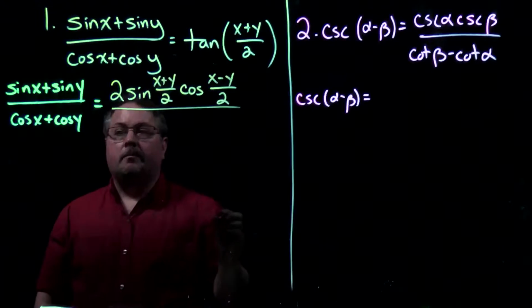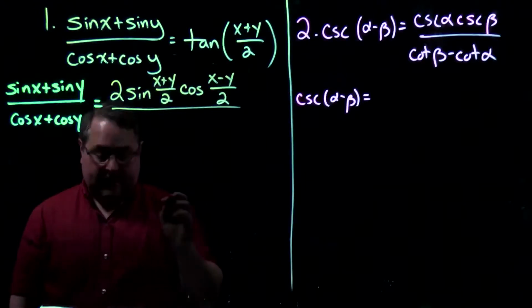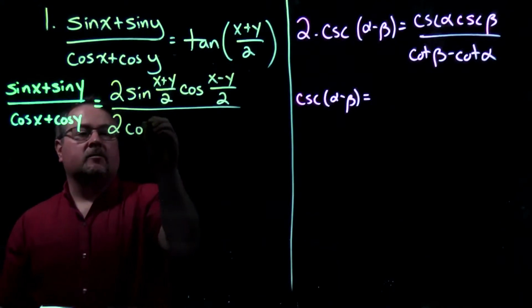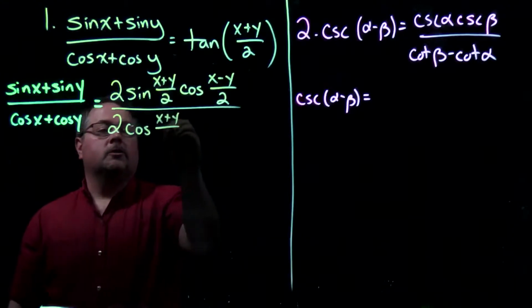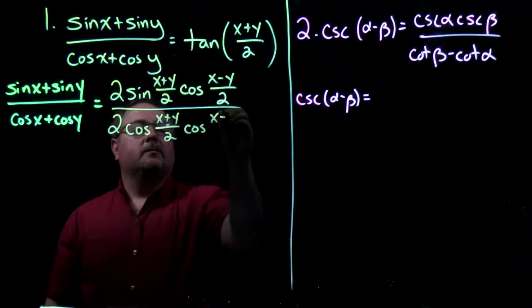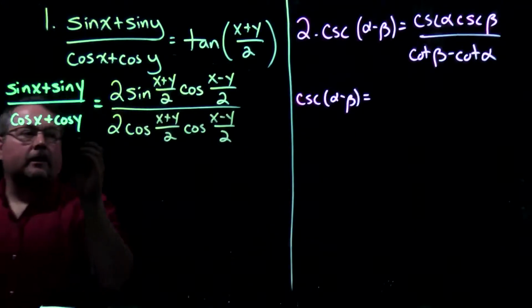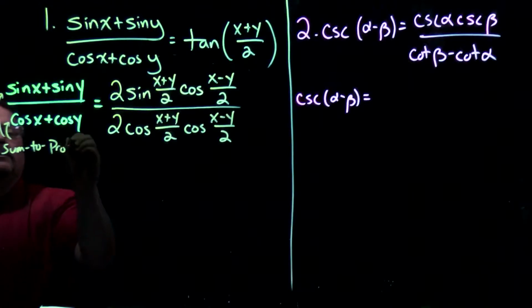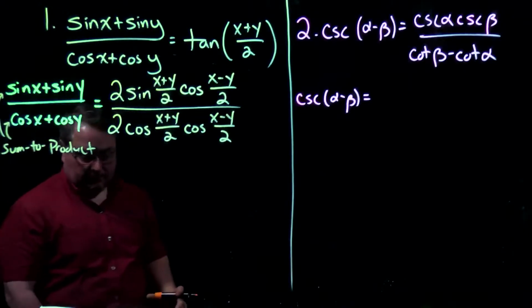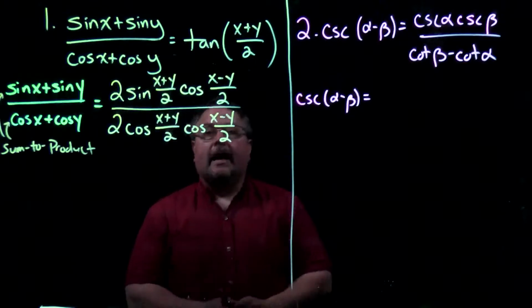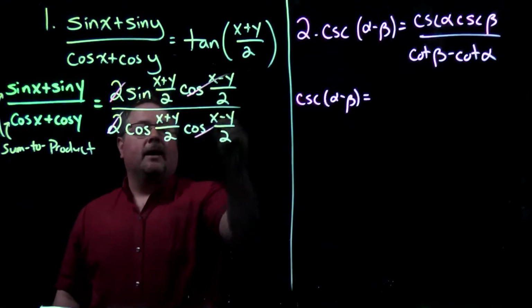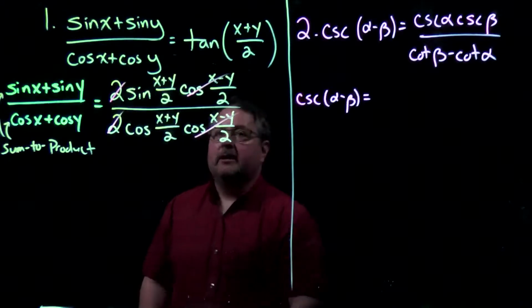If we do the same thing on the bottom, cosine plus cosine, the sum to product formula is going to be 2 times the cosine of x plus y over 2 times the cosine of x minus y over 2. Okay, so again, these are just 2 applications of the sum to product formula. Okay, now we note that we have a 2 over 2 we can cancel. We have cosine of x minus y over 2 on the top and bottom we can cancel.